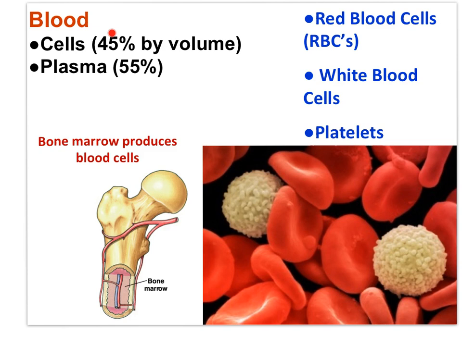Cells comprise 45% of blood by volume. Plasma, the other 55% by volume, is mostly water. In fact, 92% of this is water. In this image, you can see red and white blood cells. Blood cells are formed by mitosis in the bone marrow. Platelets are cell fragments that play a role in the clotting of blood following an injury.